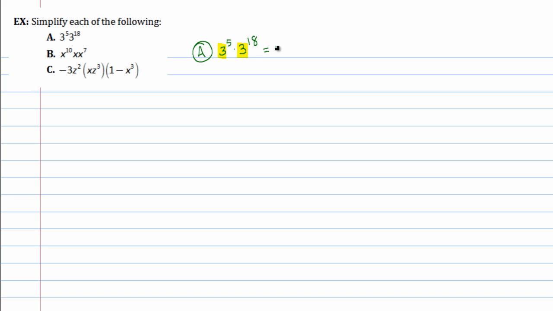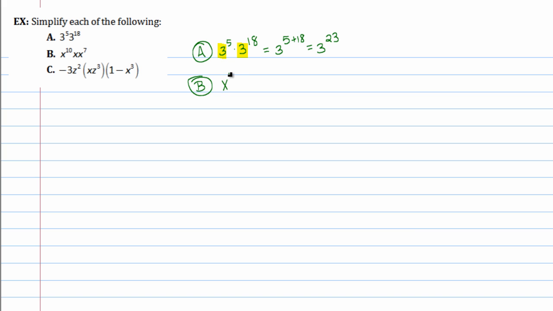These have the same base, so this will be 3 to the 5 plus 18. I have 5 of them in the first one, 18 of them in the second one. So it's 3 to the 23rd power. I would not compute this. That's a great way to write 3 to the 23rd, because if you grab a calculator, it's just too long of a number, and some calculators probably wouldn't be able to do it.